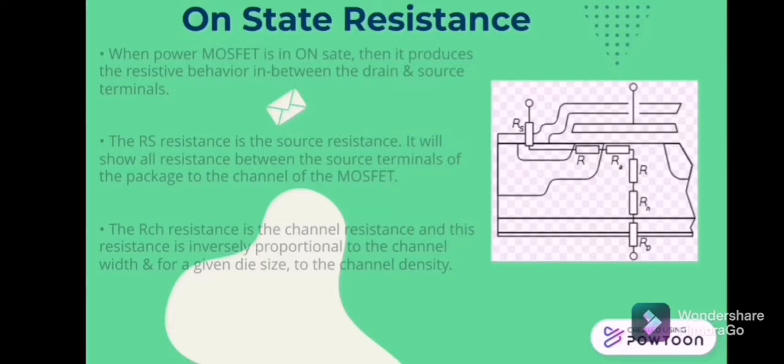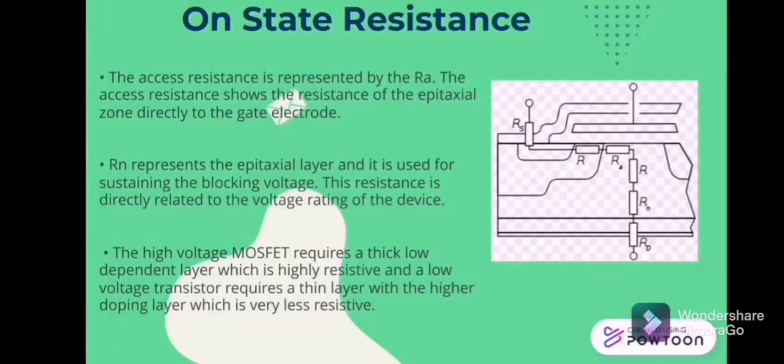On-state resistance. When the power MOSFET is in on-state, it produces a resistive behavior between the drain and source terminals. The RS resistance is the source resistance. It shows the resistance between the source terminal of the package and the channel of the MOSFET. The RCH resistance is the channel resistance, and this resistance is inversely proportional to the channel width and, for a given die size, to the channel density.